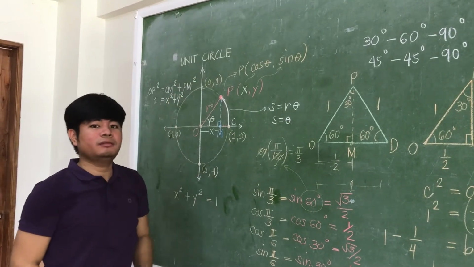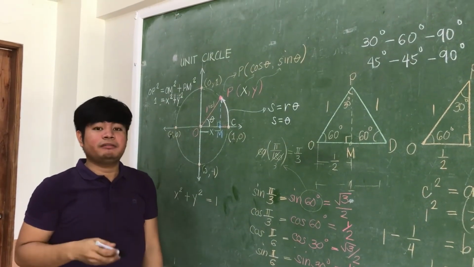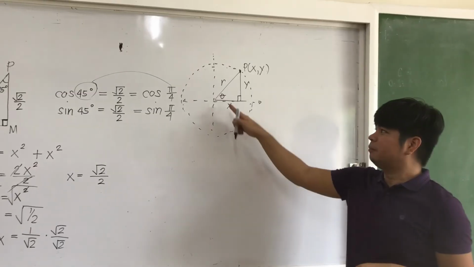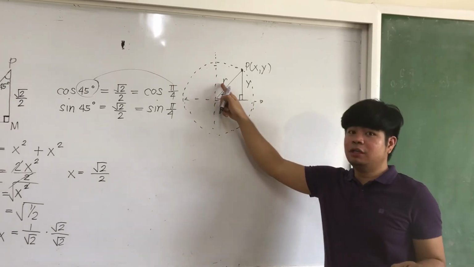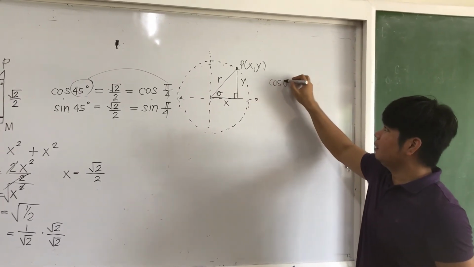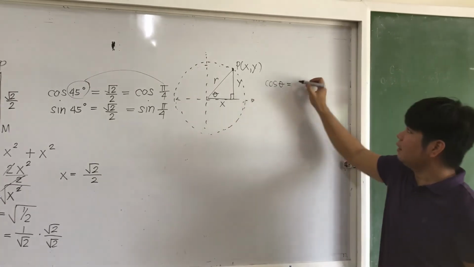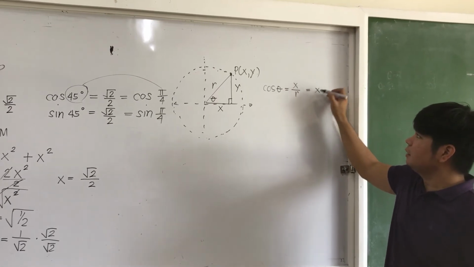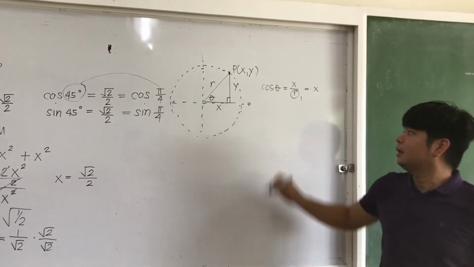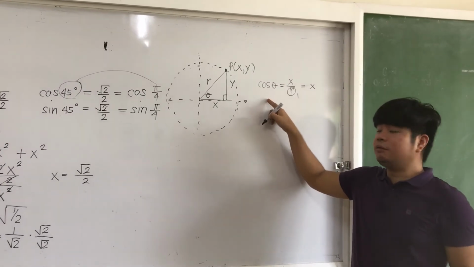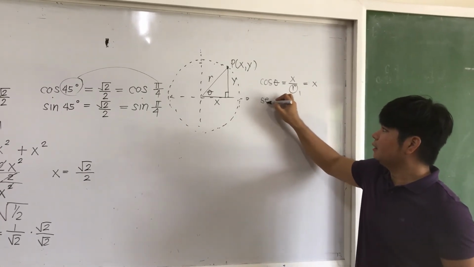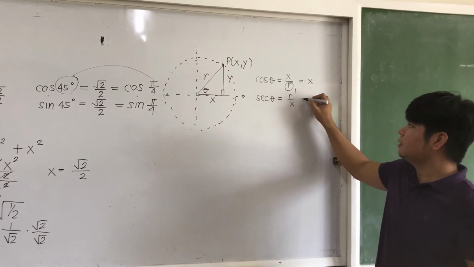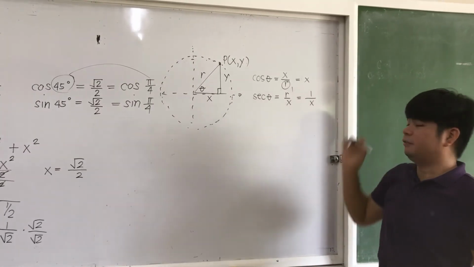Now we can solve the other trigonometric functions using the idea of right triangles and trigonometric ratios as well. So from this illustration, where R is the hypotenuse, we say that cosine theta is equal to the adjacent side x over r, which is equal to x, because r is simply 1. And the reciprocal of cosine theta is secant theta. So secant theta will now be r over x, which is simply 1 over x.